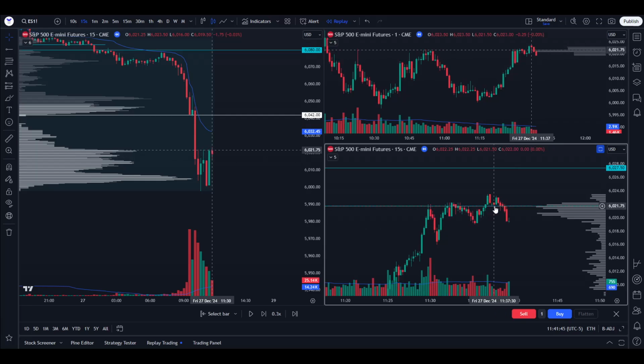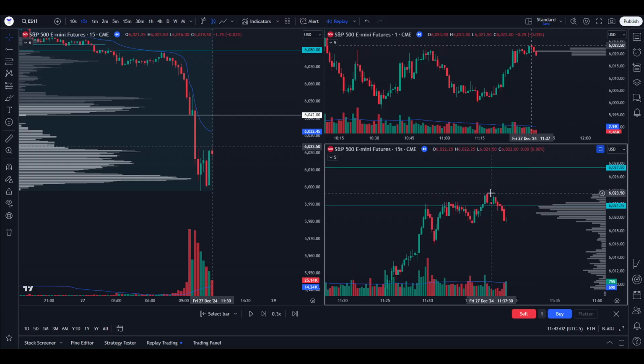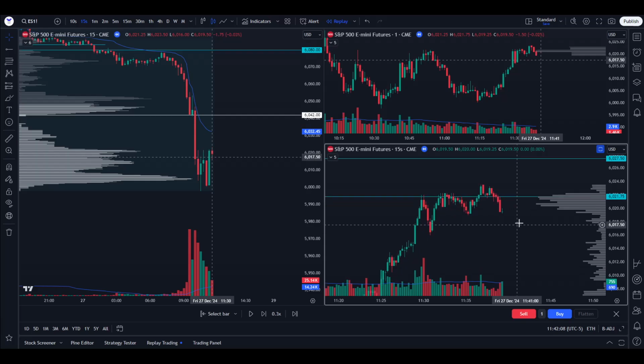But it bounces on the back test, and look what it does. It fails to take that out. So it's never just enough to be above it. We want to build a base or want to back test and then take out that high right there. Especially with how weak this was. It's not like it was a big move, like I was saying.